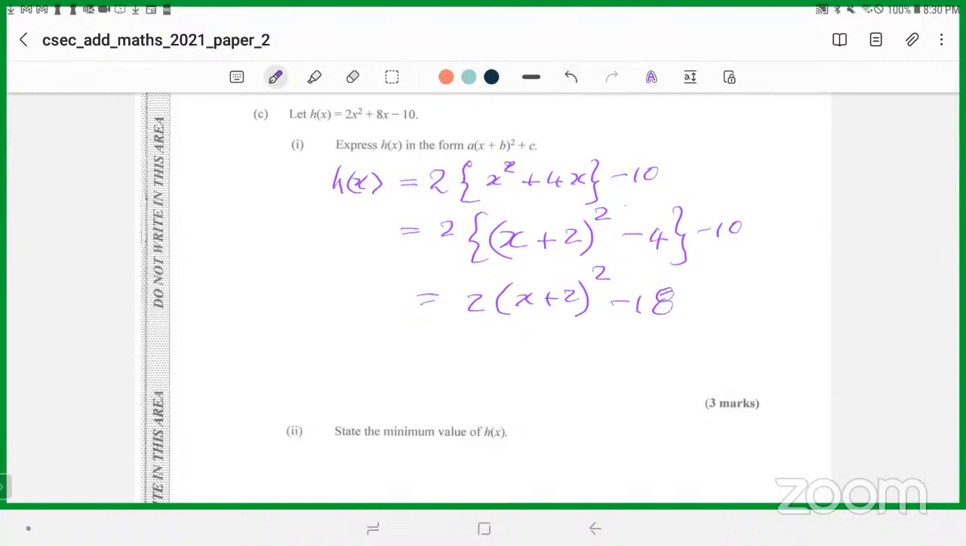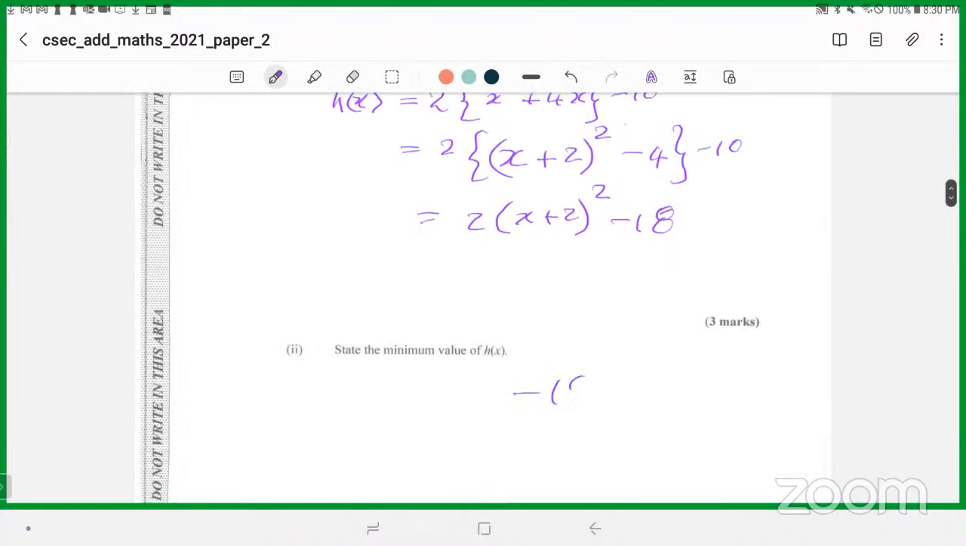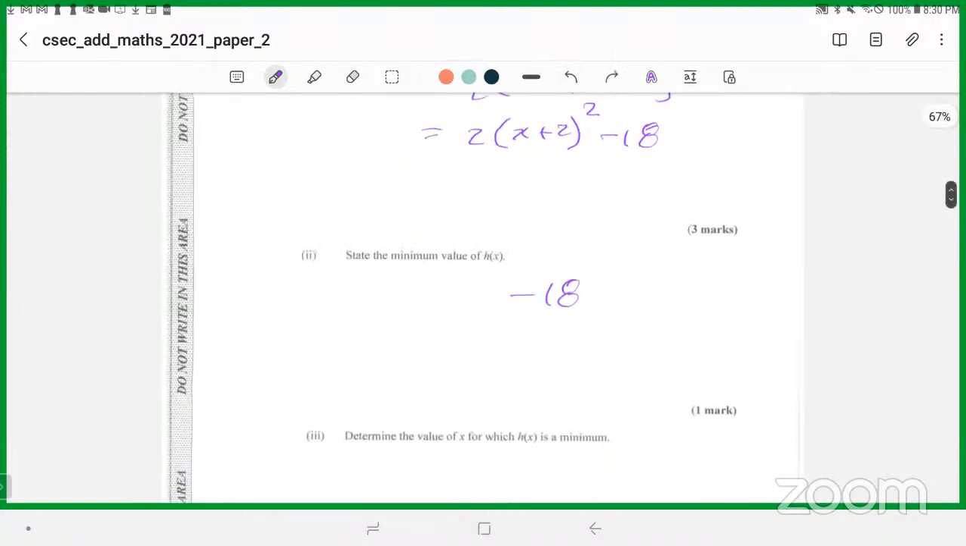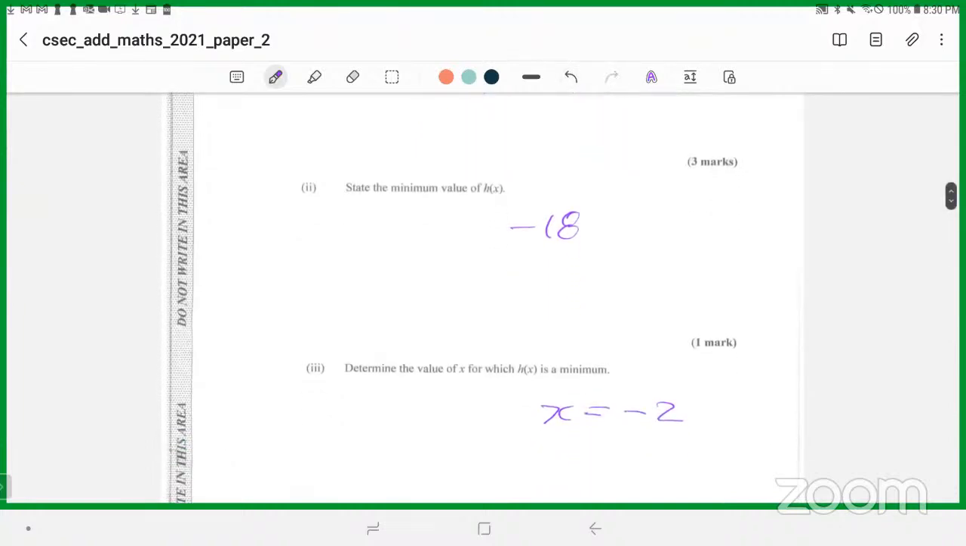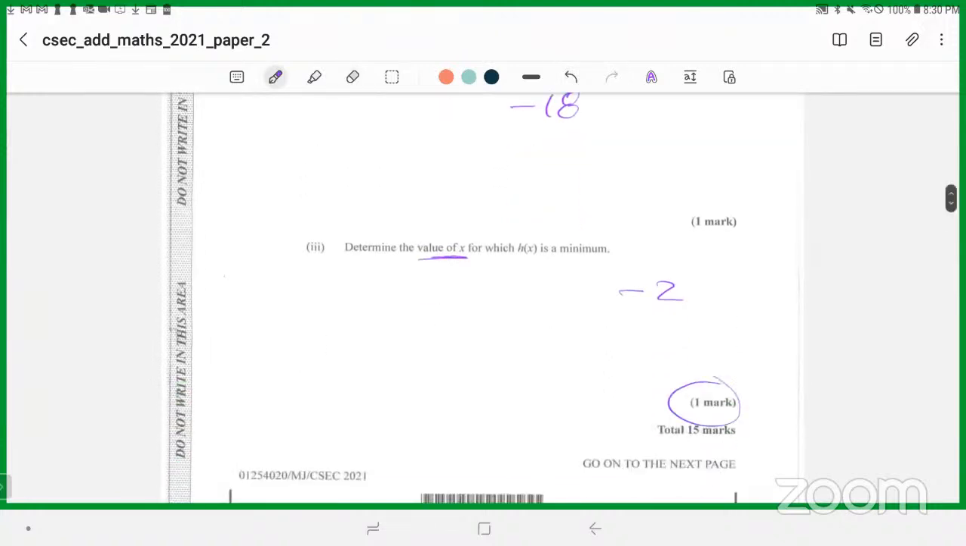Done. That is it. State the minimum value. Bam, that's here. Negative 18. Let's write it. Negative 18. Just state it. You don't have to calculate anything. That's it. State the value of x when it is minimum. It's when this equals 0. So it's when x equals negative 2. x equals negative 2. Or you could just write negative 2. Just state the value of x. So you can just write negative 2 and get the mark the same. 1 mark for it. That is it.